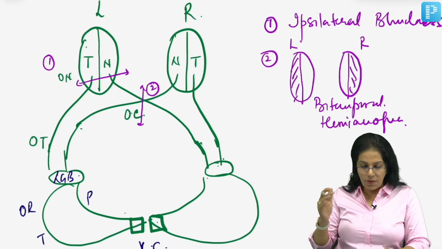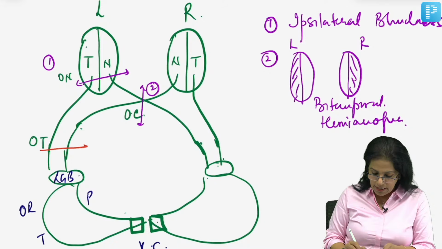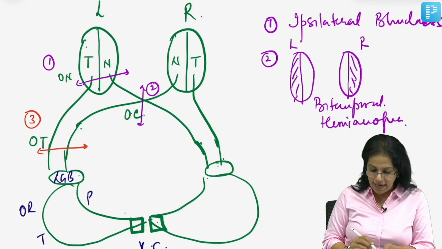Right? Now, what happens next? Next is your tract lesion. Let us see in the tract lesion what we have to learn. Tract lesion, suppose it is number 3 lesion. What do you understand? Let us see here.